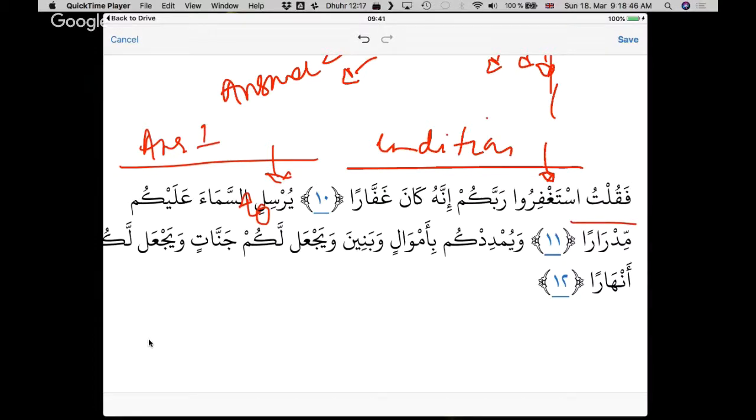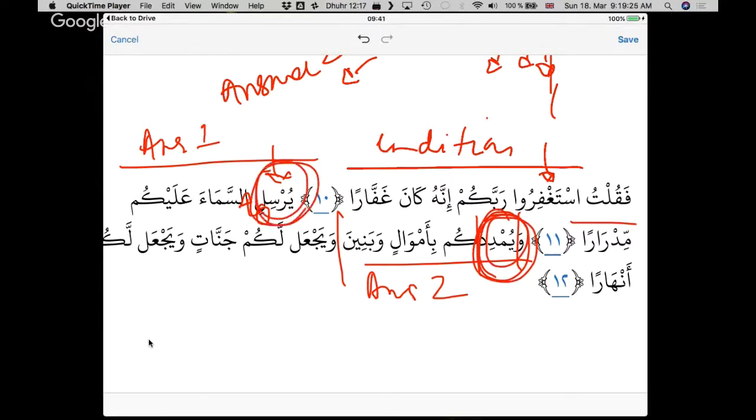Then you have wa, which is a connector. Yumdidkum bi amwalin wa banina. This is again the lightest fi'l. He will help you bi amwali, with your wealth, wa banina, and your sons. I mean, he will give you sons. This is the second answer, the second consequence to the condition. And these are all lightest.